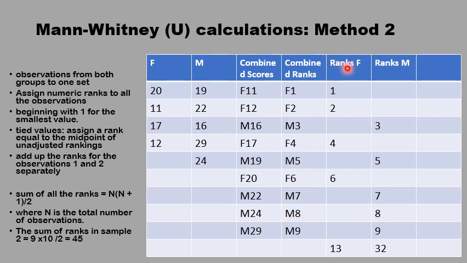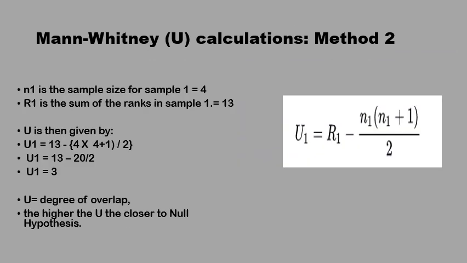And then we take all the ranks for the females, that's number 1, number 2, number 4 and number 6, and add them separately. That brings the sum of ranks for the females to 13, and we do the same for the males. The sum of the ranks will be 32. So the sum of the two together is 45. These are the sum of all the possible ranks for the males and the females. That's the first step.